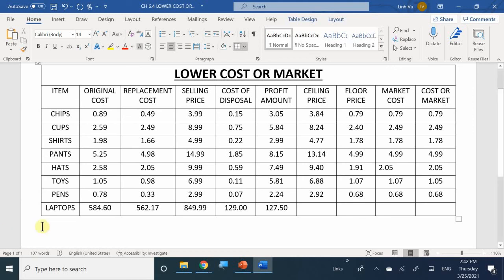So under ceiling price, I put in there selling price minus cost of disposal, and then floor price, ceiling price minus profit amount. Then for the replacement cost, the ceiling and the floor, I highlighted those three numbers so that way I could reference them to the three that I have to put for the market cost. Good. So then under market cost, you could put middle number, high to low, ceiling, floor, and replacement, so we know exactly what we're working on for that area.